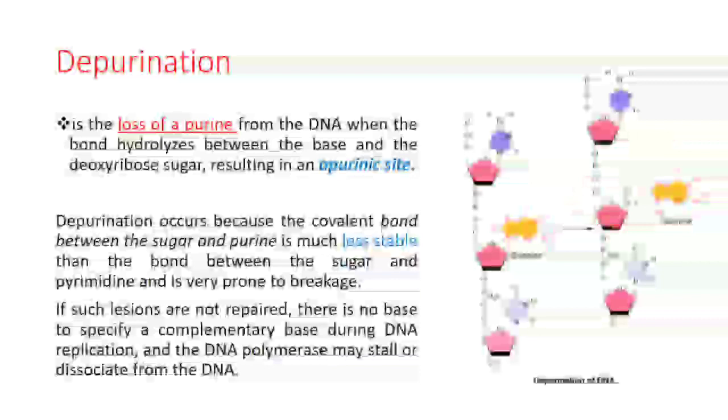So the apurinic site is produced when you lose one of the purines from the DNA sequence, when the bond hydrolyzes between the purine base and the deoxyribose sugar.